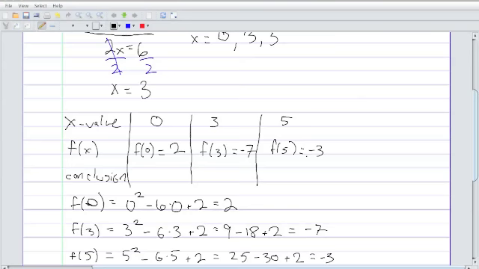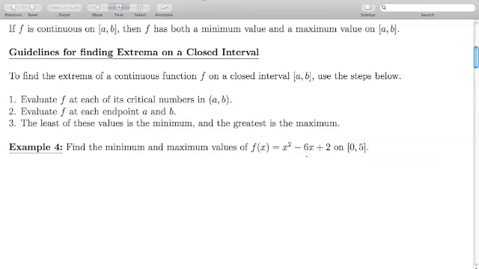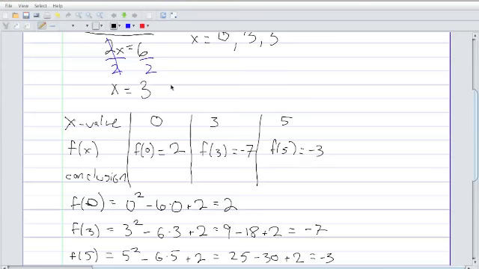Okay, so from our guidelines, it says that the least of these values is going to be the minimum and the greatest is going to be your maximum. So our least value is f of 3 equals negative 7. So we have the minimum is negative 7. So our maximum is 2. This is neither a maximum nor a minimum.